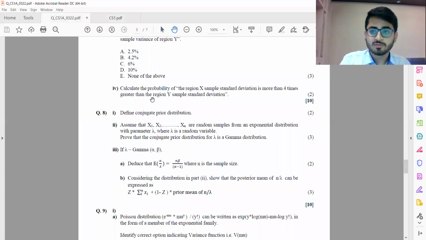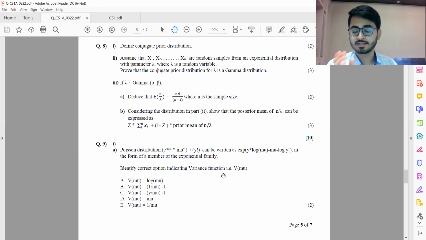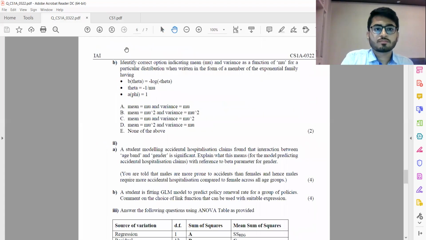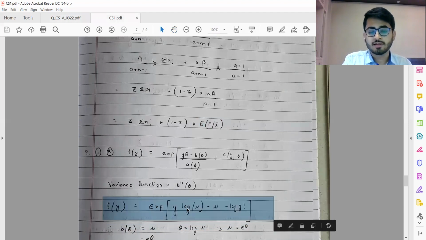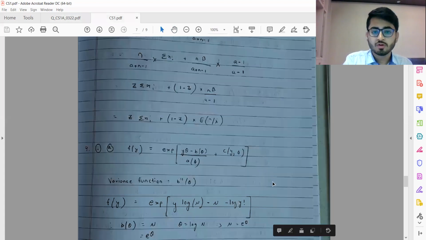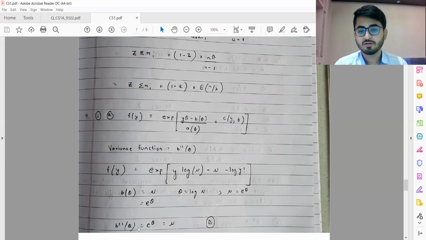Moving forward to the last question, which was pretty lengthy, 30 marks, a lot of parts over here. First part is Poisson distribution. We need to find the variance function. Remember that variance is different from variance function. Variance function is nothing but b double dash theta over here. So I have written here for completeness, this is the typical structure. If I compare to what we have been given in the question itself, then b of theta is nothing but mu and theta is nothing but log mu. So basically b theta is nothing but e to the power theta. If I double differentiate this, remember that the differentiation of e to the power theta with respect to theta remains the same. So this is nothing but finally mu over here. So variance function is nothing but mu.